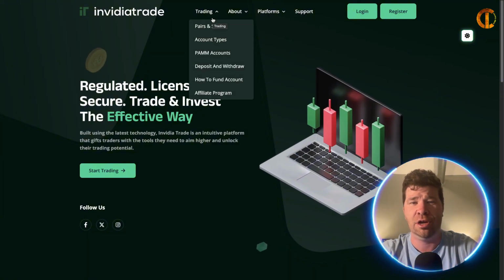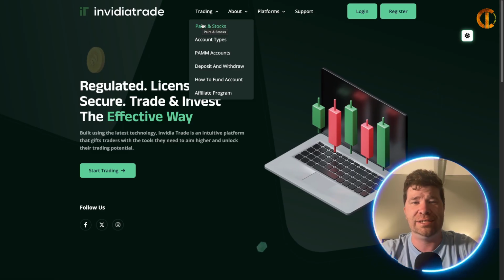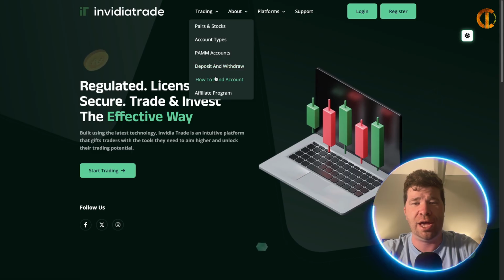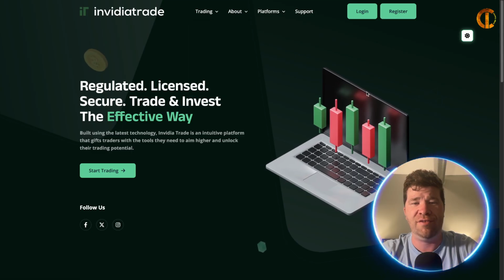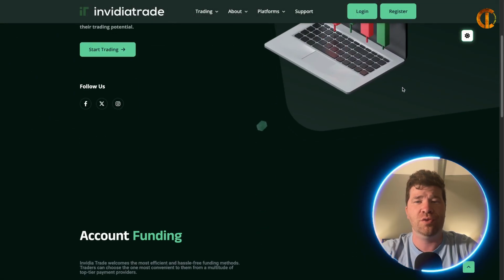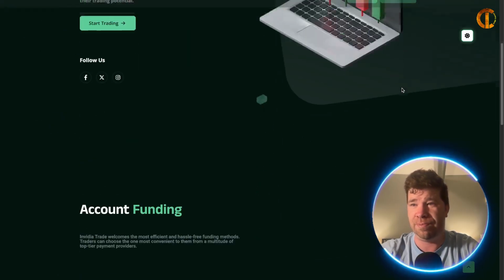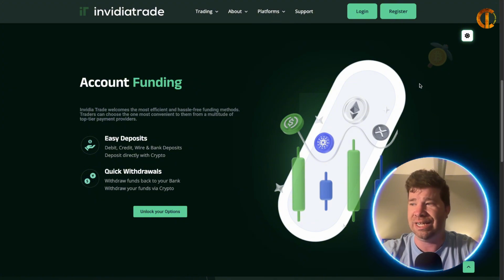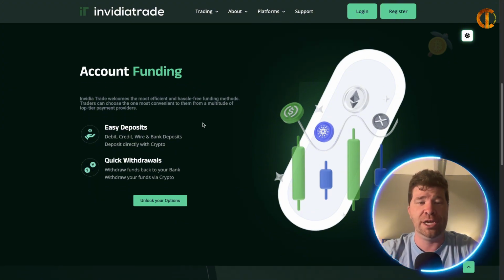You guys can see right here, we got pairs and stocks, okay? We got account types, we got PAM accounts, deposit and withdrawal, we got how to find an account, and then we even have an affiliate program. So if you scroll down, you guys will see through the website, I mean, look at this, okay? Everything is super easy and simple, okay? We got easy deposits, quick withdrawals, which is great.